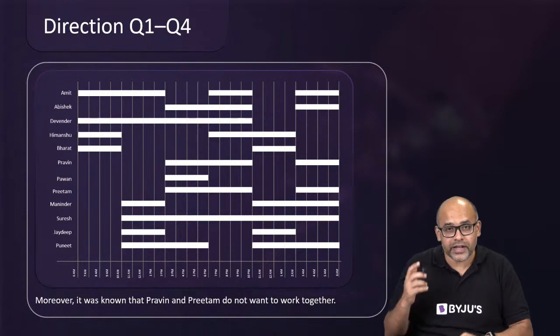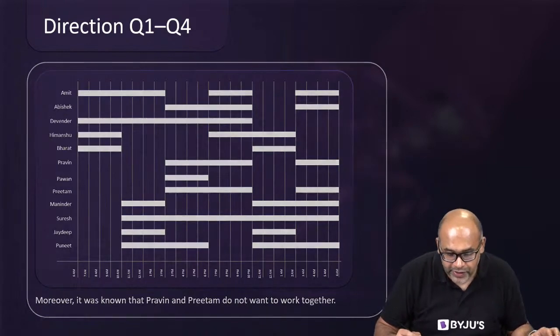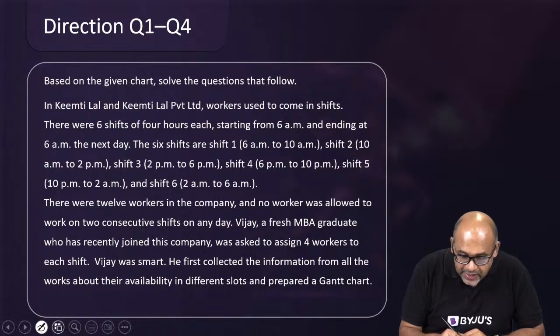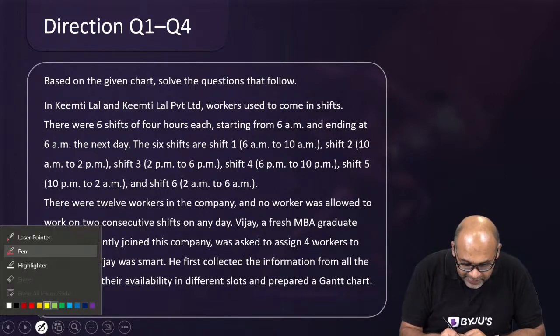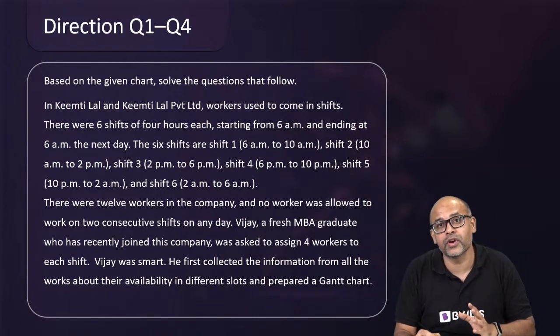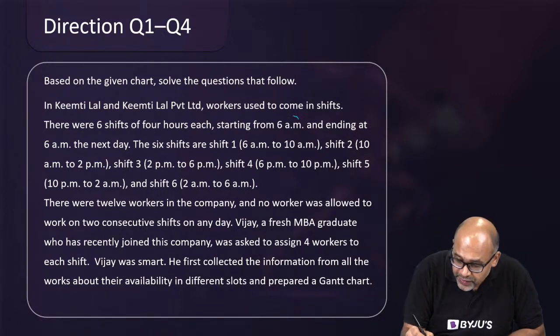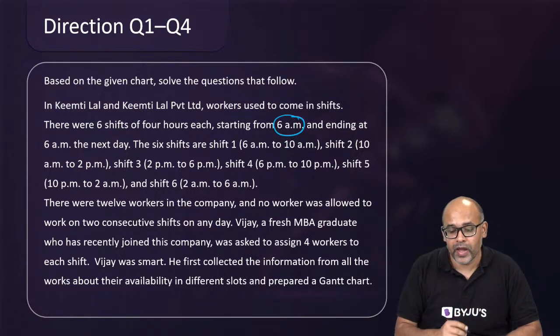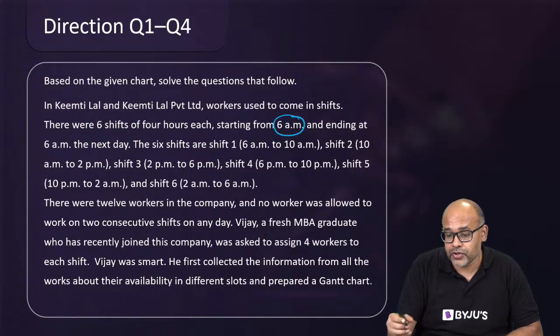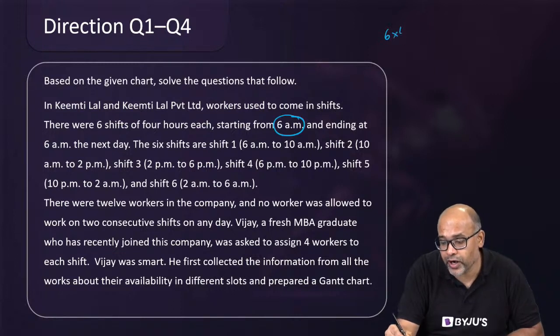So let's go ahead. So guys, what is happening here? So let's take a look at the questions. The question says, in Kimti Lal Private Limited, it's a nice name. So we have 6 shifts of 4 hours each. Shifts are starting from 6 a.m. and they will continue till the next day 6 a.m. So 24 hours. So 6 shifts of 4 hours each, giving you 24 hours.